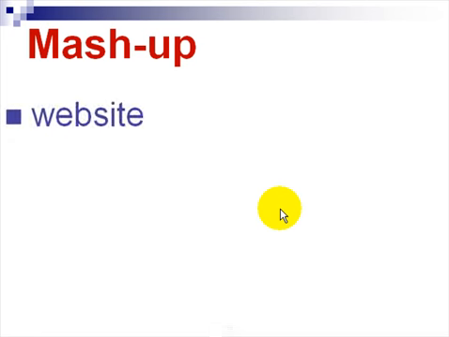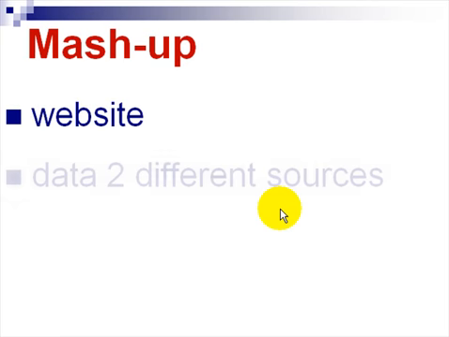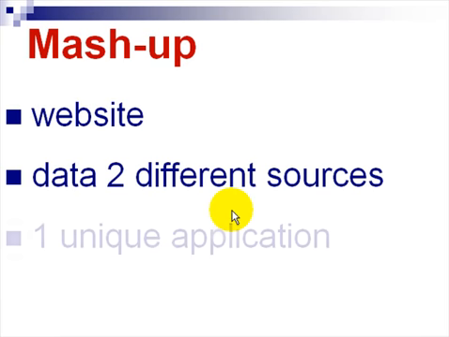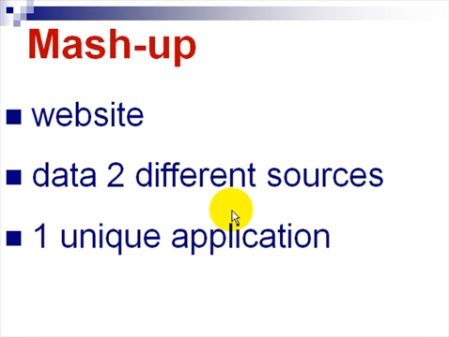With the introduction of mashups, we now have a website that can combine data or content from at least two different sources, which together combines to make a unique application. So we have the ability to have on our web page information from other web pages that is combined to produce a unique web page in and of itself.